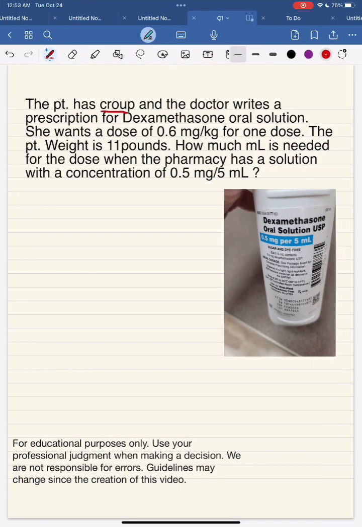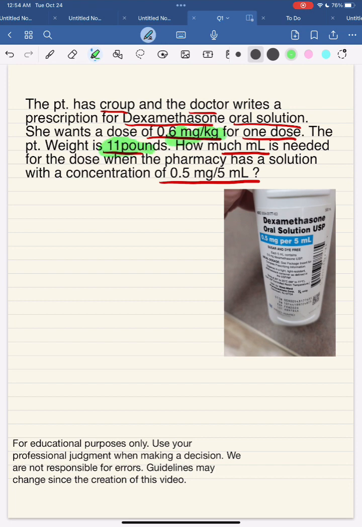Okay, patient has croup. A doctor writes a prescription for dexamethasone oral solution. It's a steroid. She wants a dose of 0.6 milligrams per kilogram for 1 dose. The patient weighs 11 pounds. How many milliliters are needed for the dose? The pharmacy has a solution of 0.5 milligrams per 5 ml. That's the concentration that the pharmacy carries.